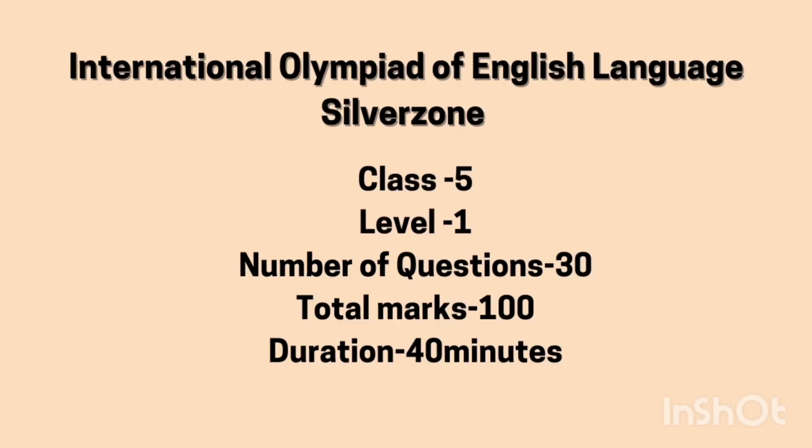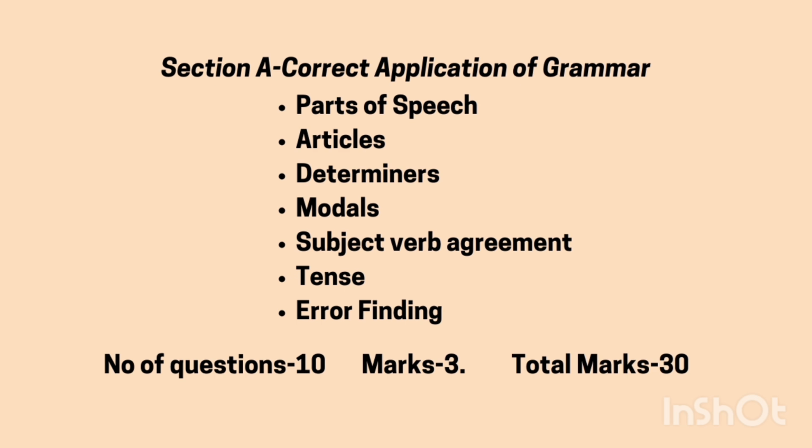International Olympiad of English Language, Silverzone, Class 5, Level 1. The total number of questions will be 30, the total marks will be 100, and the duration of the exam will be 40 minutes. In all, you will get 5 sections: Section A, B, C, D, E.